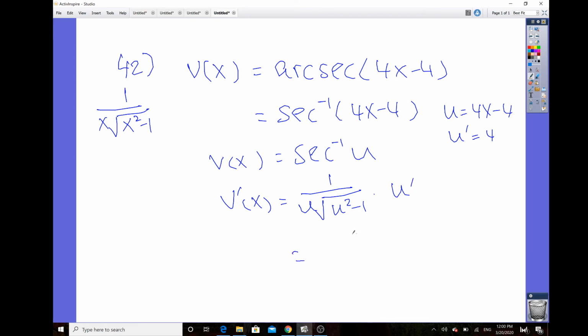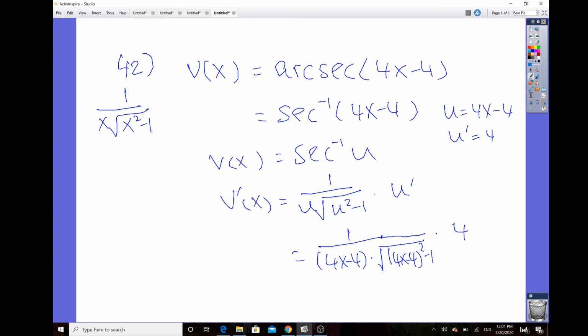Again, for the final step, you want to substitute or unplug. So u, once again, is the quantity of 4x minus 4, and then times the square root of the quantity of 4x minus 4 squared minus 1. And I need to extend this fractional bar. Times u prime, which is 4.